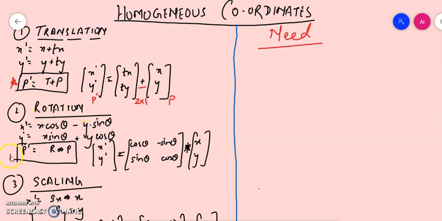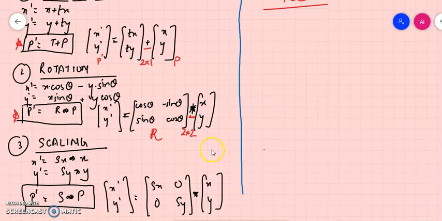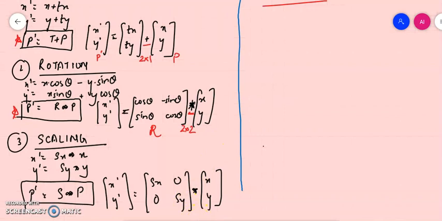When I come to rotation, this is the formula for rotation. P dash is equal to R dot P. Now, the matrix for rotation that is on the right hand side has got 2 rows and 2 columns with the operation as multiplication. Okay, and now we have a look at our scaling matrix. The formula is P dash is equal to S dot P. This is my scaling matrix with 2 cross 2 and the operation is multiplication.